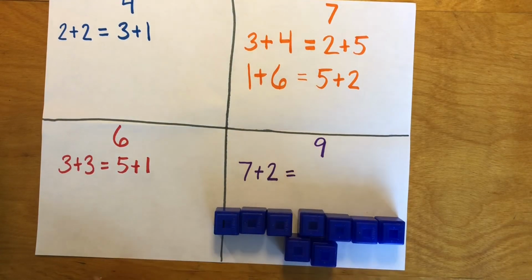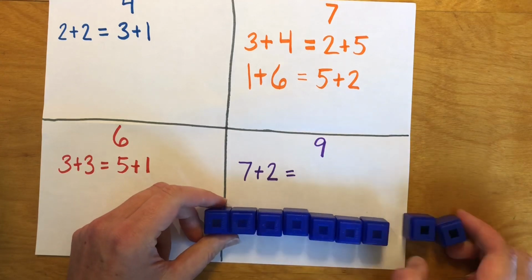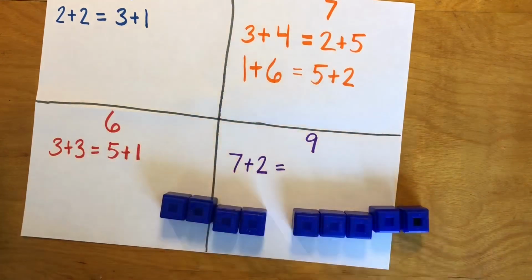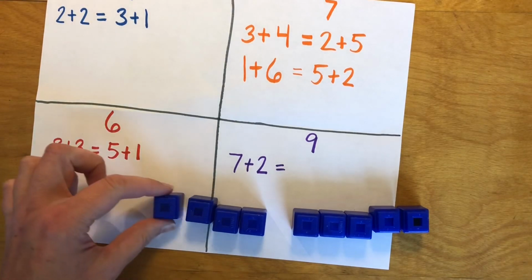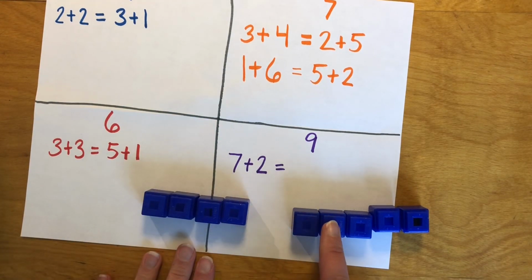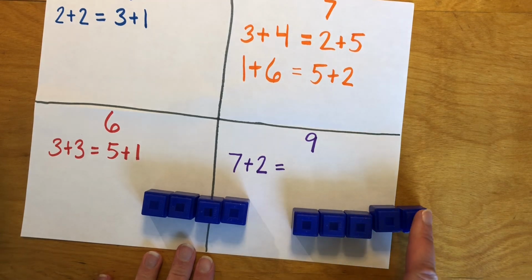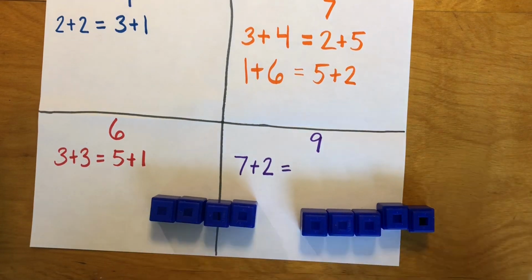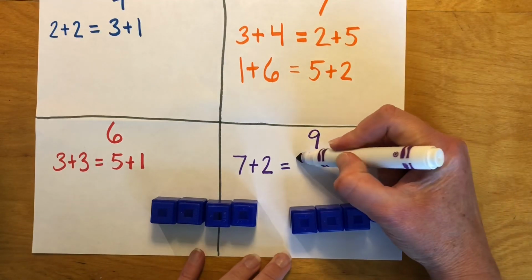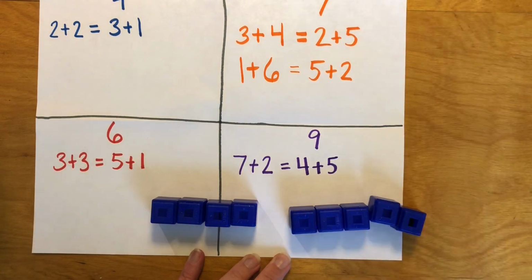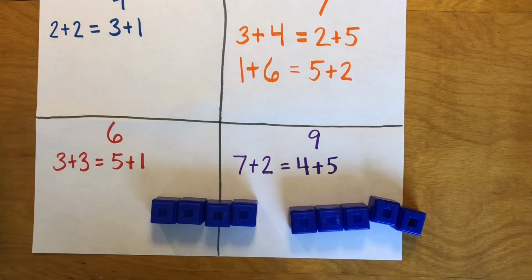Let's get another number sentence for it to equal. So here's my 9. I'm going to make it a long 9, and let's just break it this way. 1, 2, 3, 4, and 1, 2, 3, 4, 5. 4 and 5. There's another way to make 9.